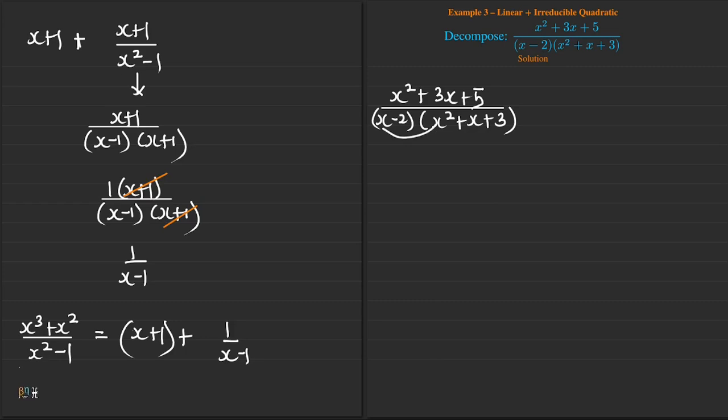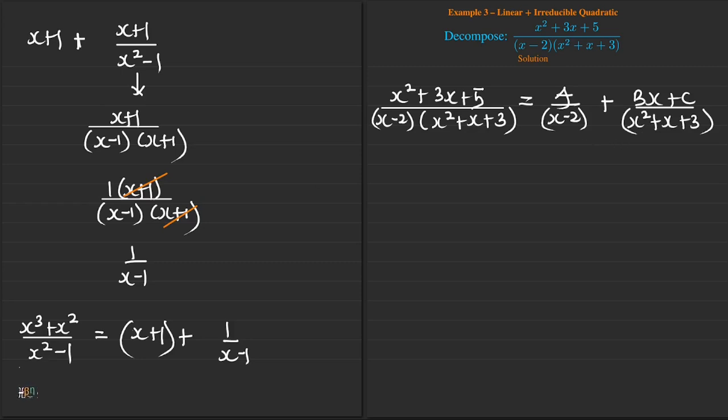Moreover, x times x gives us x cubed, and that also confirms that the degree of the denominator is greater than the degree of the numerator. So our decomposition formula is going to be a over x minus 2, because this is a linear factor, and then plus, this being a quadratic, we have a linear numerator, which is bx plus c, all over x squared plus x plus 3.